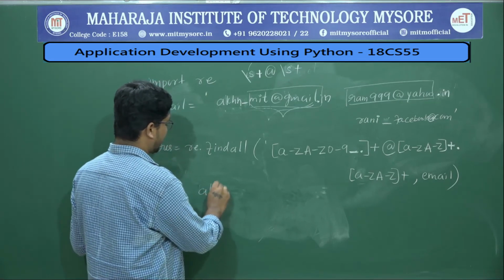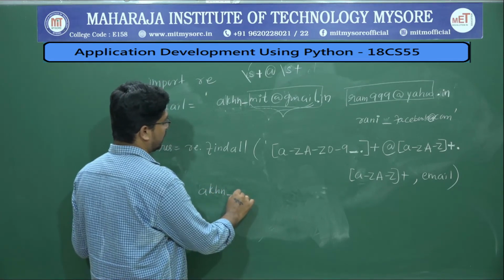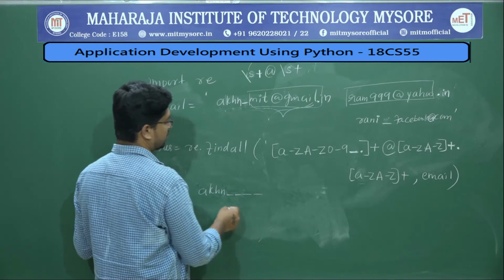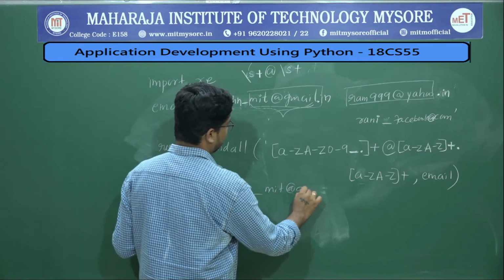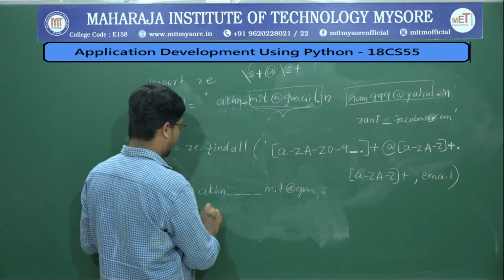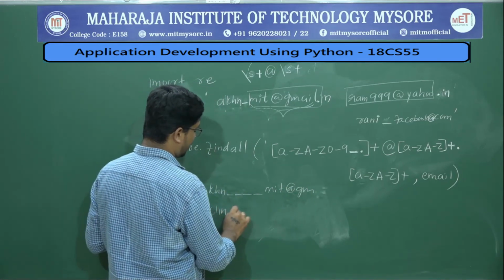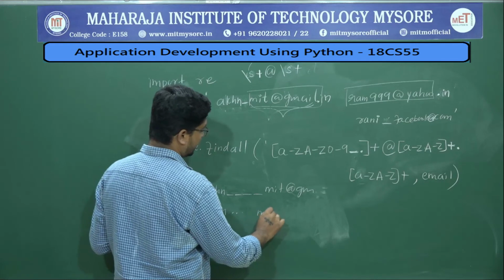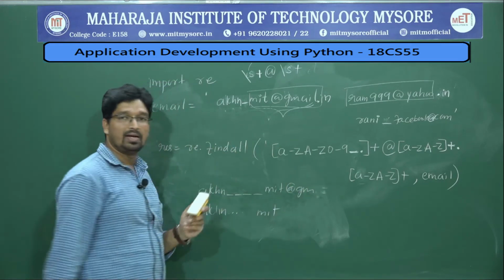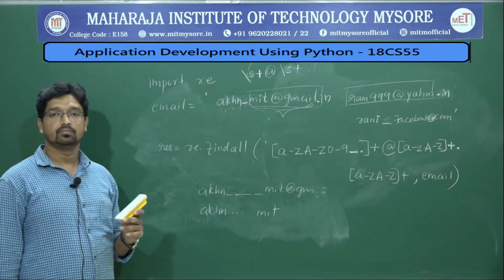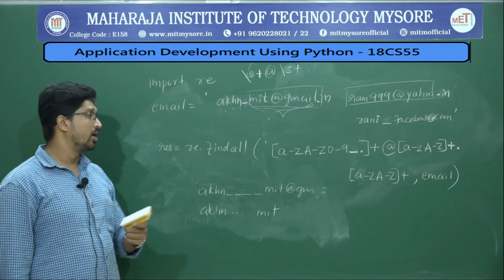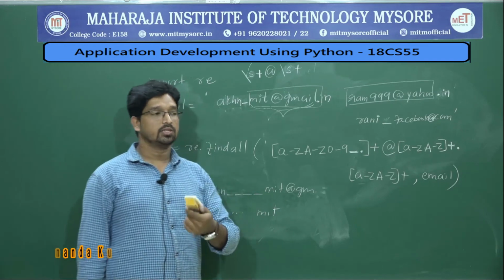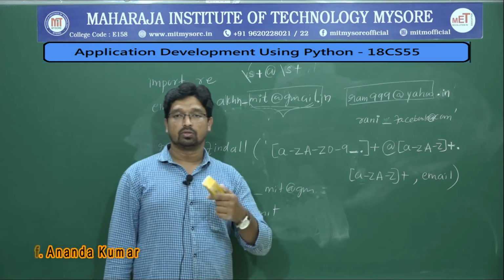Let us say if I write akhn underscore continuously like this, MIT at gmail.com, it is considered valid. Or if I take akhn dot dot MIT, again it is not a valid email ID. Then how to proceed? So think about that. This is the task for you.